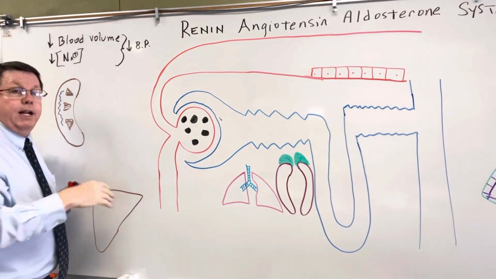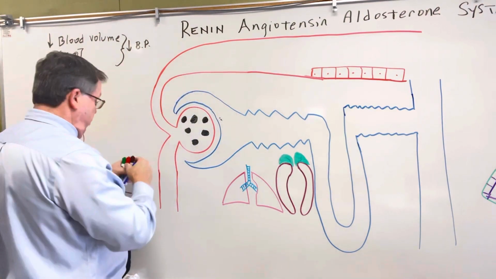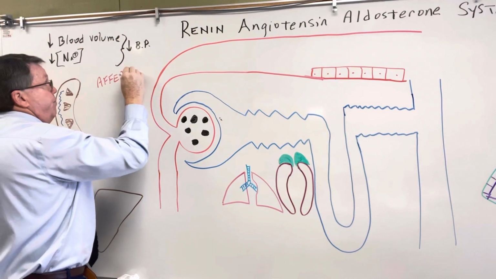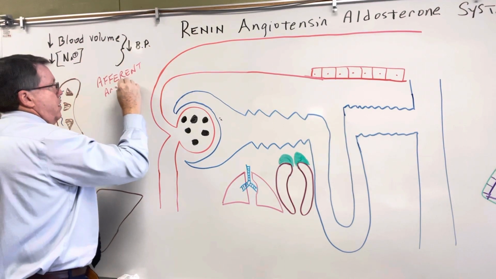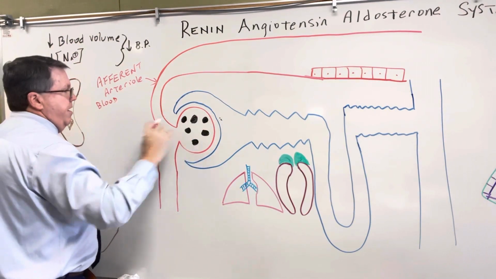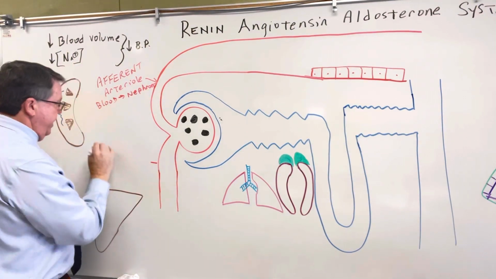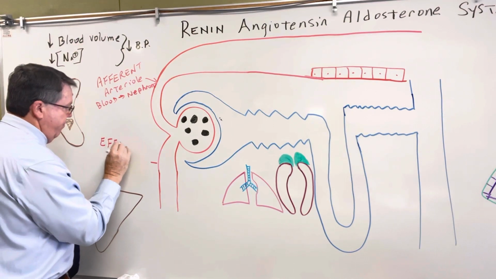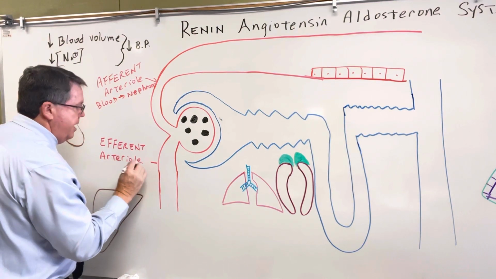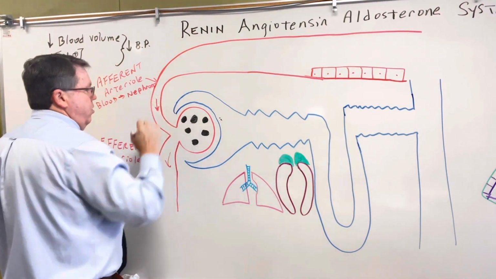Let's take a look at this nephron here. And remember, your kidney is made up of millions and millions of nephrons. First we have this artery, which we are going to call the Afferent Arteriole, and this is going to bring blood to the nephron. Then we have this part over here, which is going to be our Efferent Arteriole, and this is going to bring blood away from the nephron.